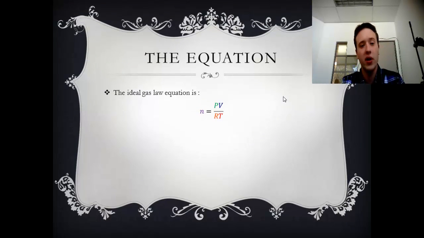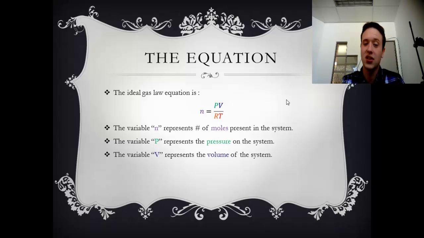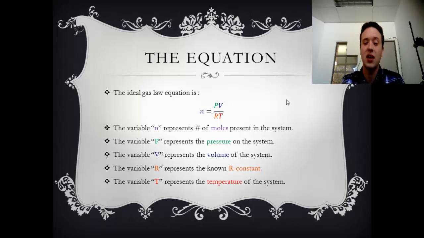Okay, so we're going to be working with the ideal gas law equation. This is written out as PV equals nRT. Since we're looking for n, we're going to rewrite the equation so that we're solving for n. So n equals PV over RT. N represents the number of moles in the system, P represents the pressure on the system, V represents the volume, R represents the known R constant, and T represents the temperature of the system.